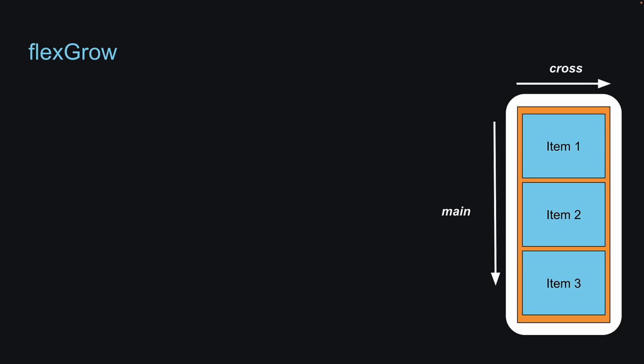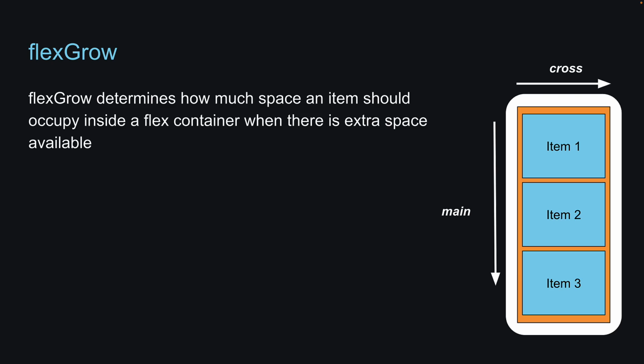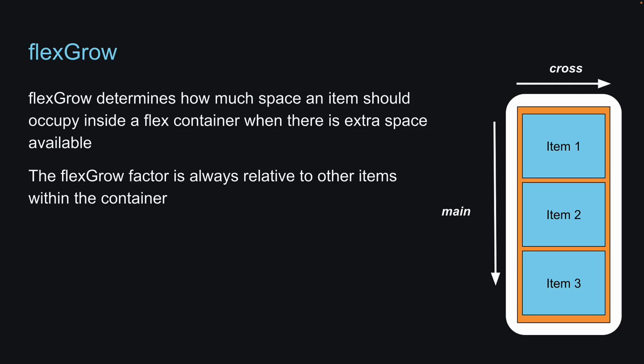For the final Flexbox property, we will learn about FlexGrow in React Native. FlexGrow determines how much space an item should occupy inside a Flex container when there is extra space available. Similar to FlexShrink, the FlexGrow factor is always relative to other items within the container. Let's understand how it works with the UI.